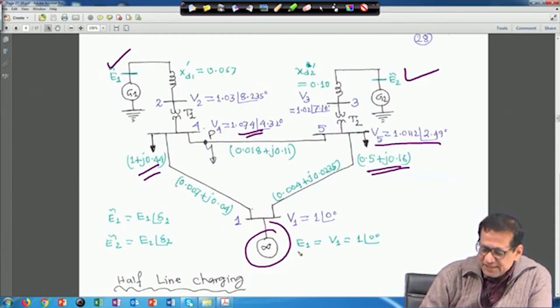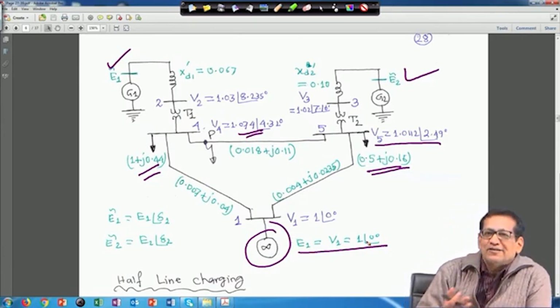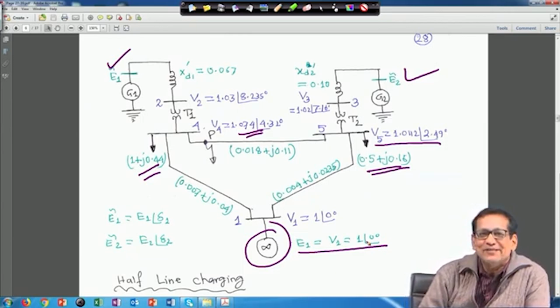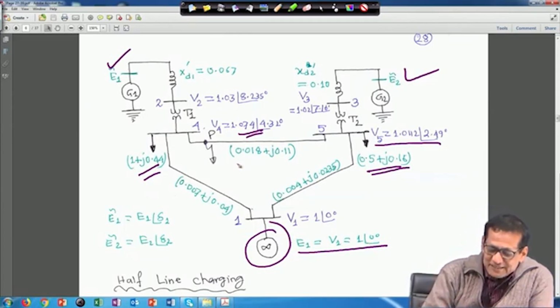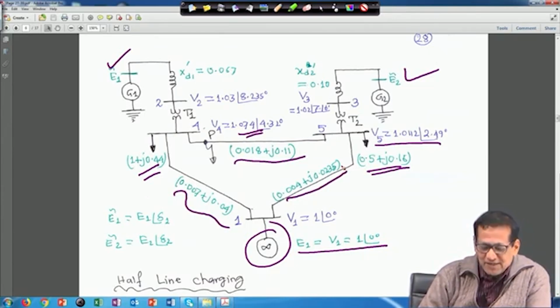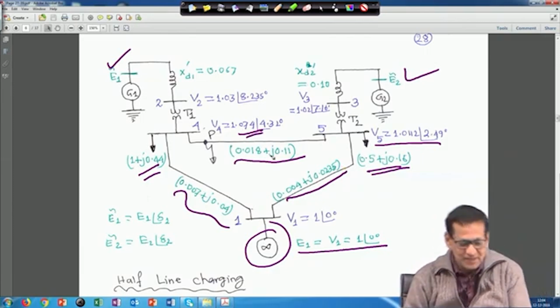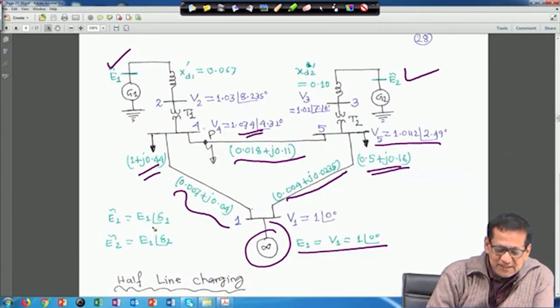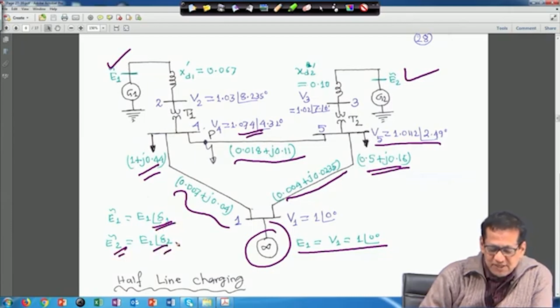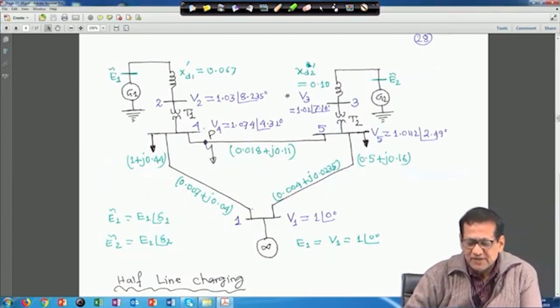In this case E1 is equal to V1 is equal to 1 angle 0, just to simplify the problem, because we have to do something which can be solvable in the class. In this case R and X in per unit for all the 3 lines are given, but for the classroom exercise if we take R it will consume more time. So, we will restrict it to the reactances, but for this example R and X will be there. E1 tilde, that is the phasor quantity, is equal to E1 angle delta 1 and E2 tilde is equal to E2 angle delta 2. Half line charging and other data are also there.